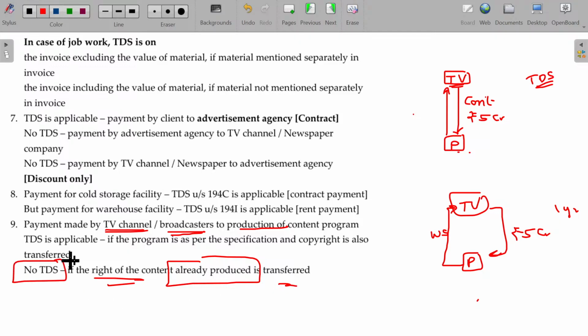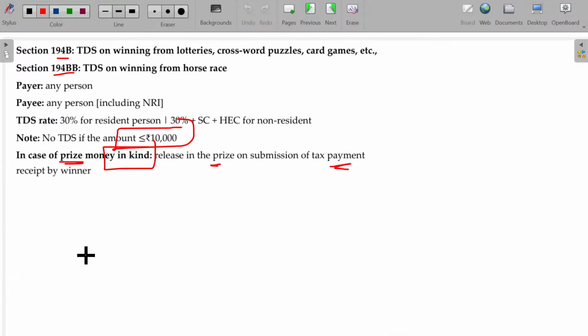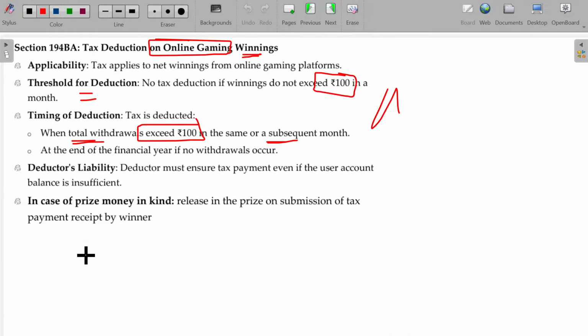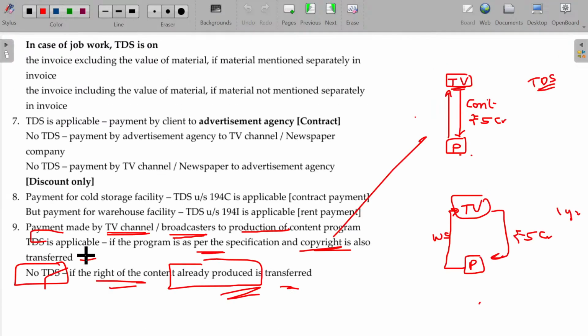Okay. So, if the program is as per the specification and copyright is also transferred, TDS is applicable. If it's already produced content, TDS will not be applicable. Hope you will be able to now understand section 194C. So, all other additional points to understand better, that's all, not more than that. Now, let's try to solve some practical questions from this particular TDS chapter.